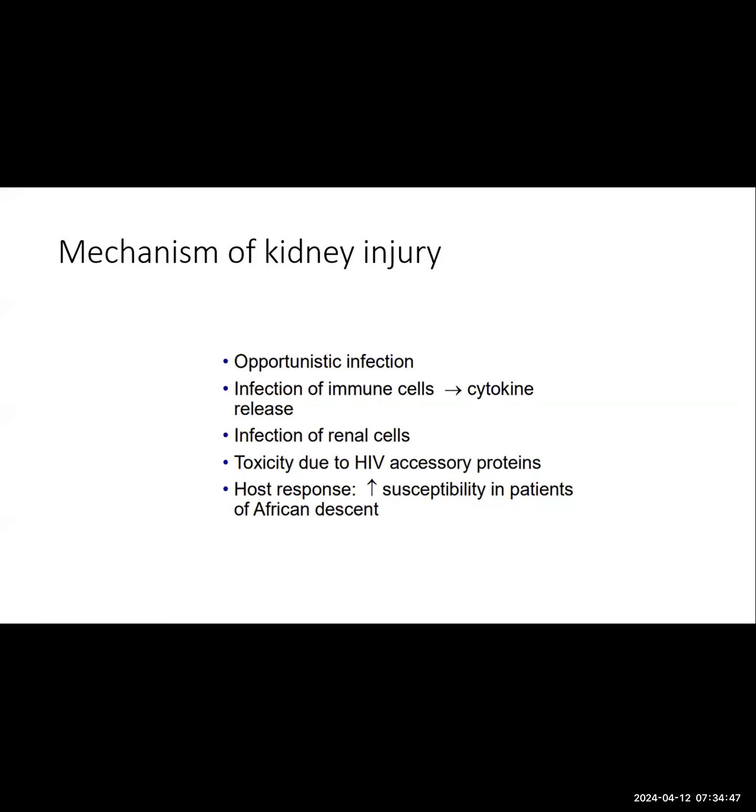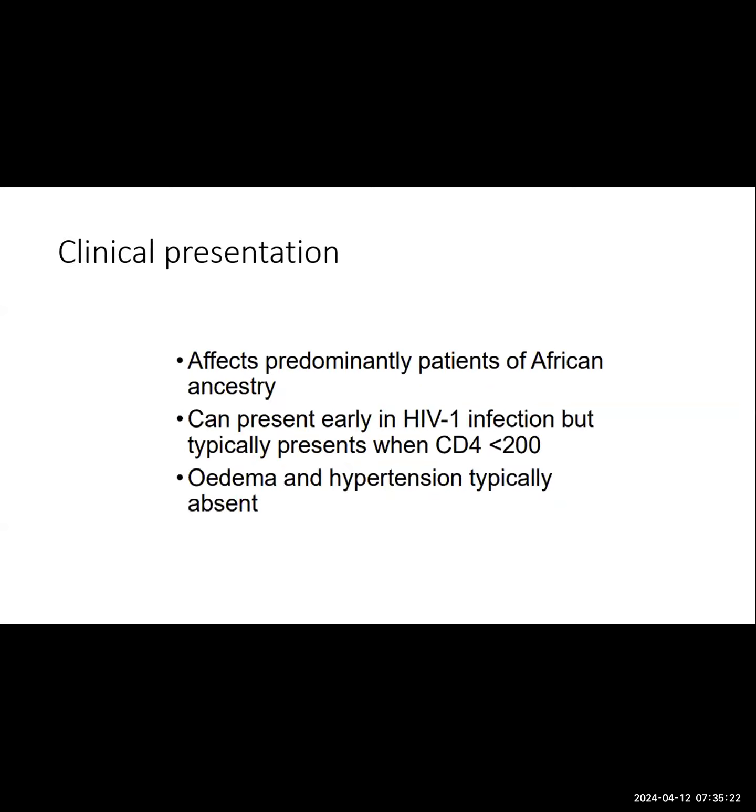Like I said, the mechanism of kidney injury could also involve opportunistic infections, which can cause an immune-like pathology, which will lead to cytokine release, further propagation of cytokines, dysregulation of the immune system, and worsening of the renal injury going on, infection of the renal cells, and toxicity due to HIV accessory proteins. We've also mentioned the importance of African descent. Also of note, one of the factors I didn't mention is the drugs themselves, which can also cause toxicity in patients with HIV.